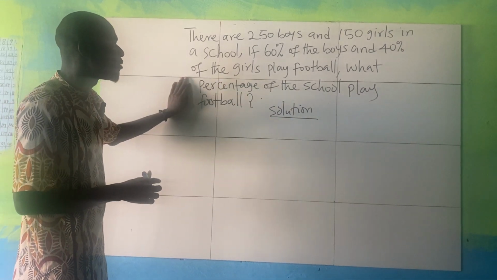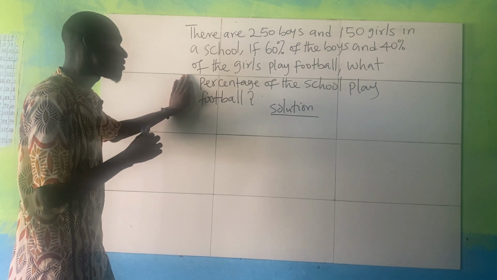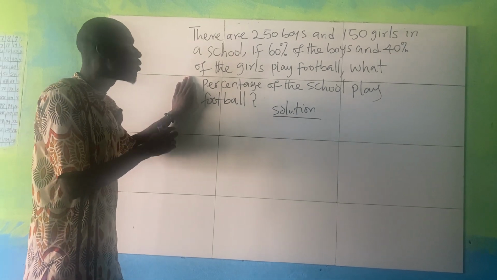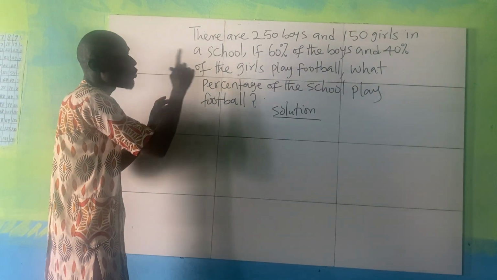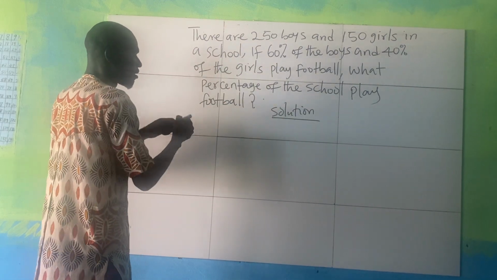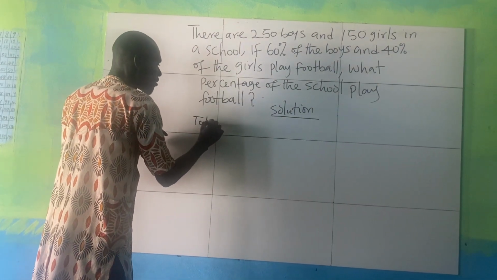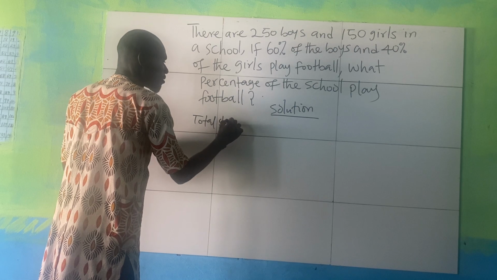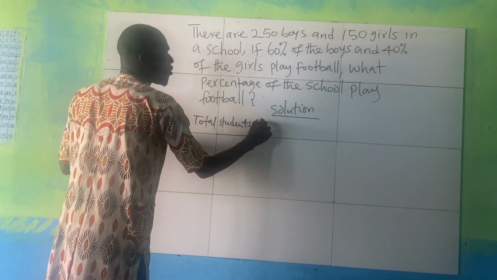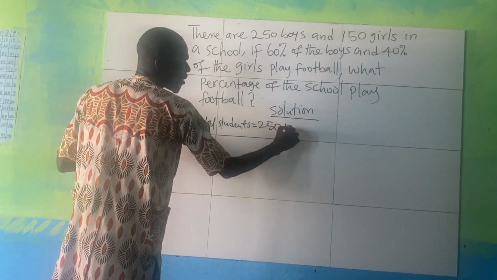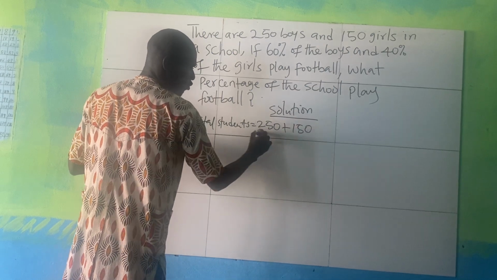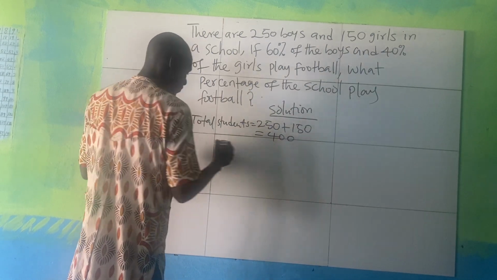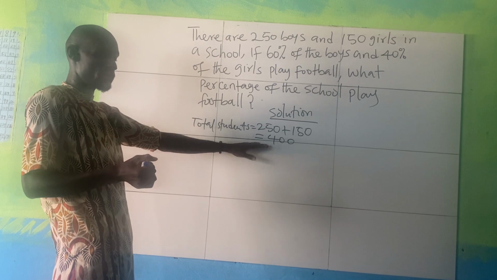We have a question on the board. We are asked to look for the percentage of the students that play football. First of all, we are going to get the total number of students. So, total students is equal to 250 boys plus 150 girls, which will give us 400. This is the total number of students.